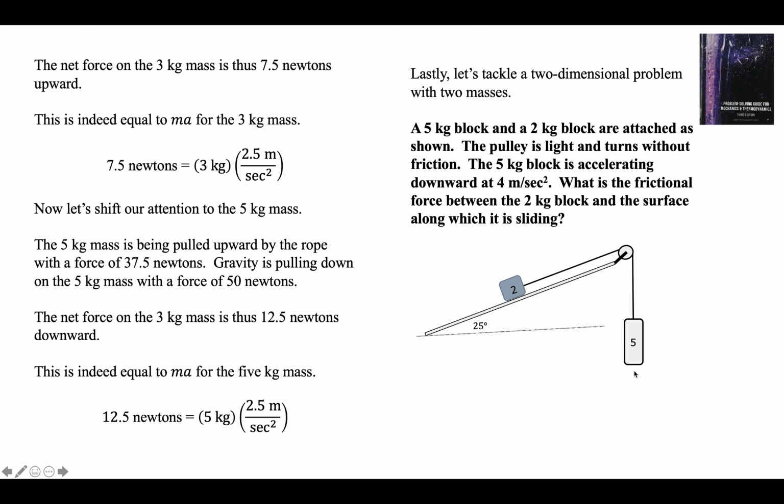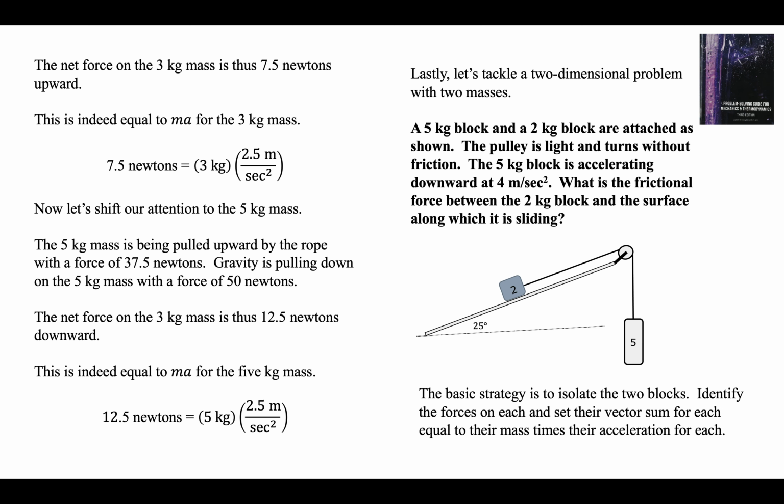So we have a 5 kilogram mass connected to a 2 kilogram mass via a rope. The pulley turns without friction. The 5 kilogram block is accelerating downward at 4 meters per second every second. What is the frictional force between the 2 kilogram block and the surface along which it is sliding? The angle of the plane is 25 degrees. As before, we isolate the two blocks. Identify the forces on each, set the vector sum of those forces equal to ma for each mass individually.